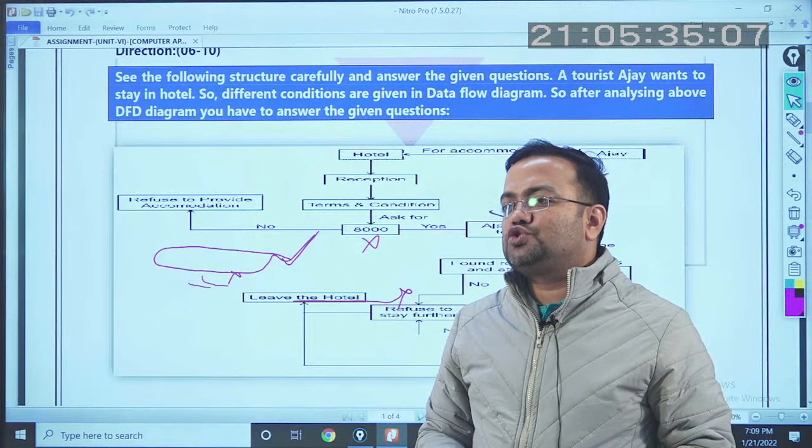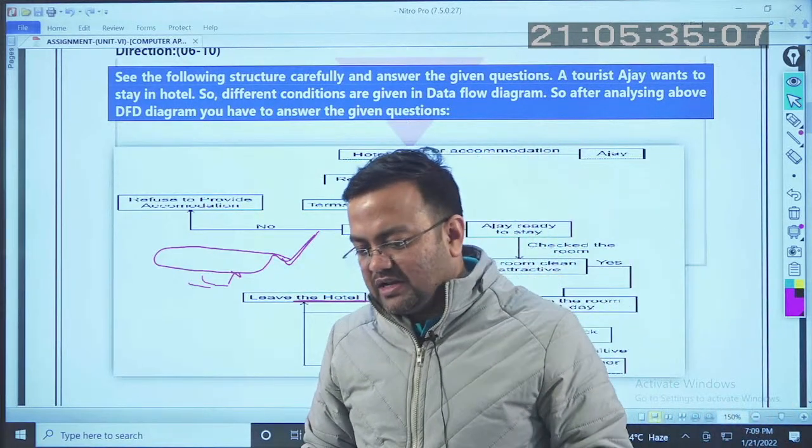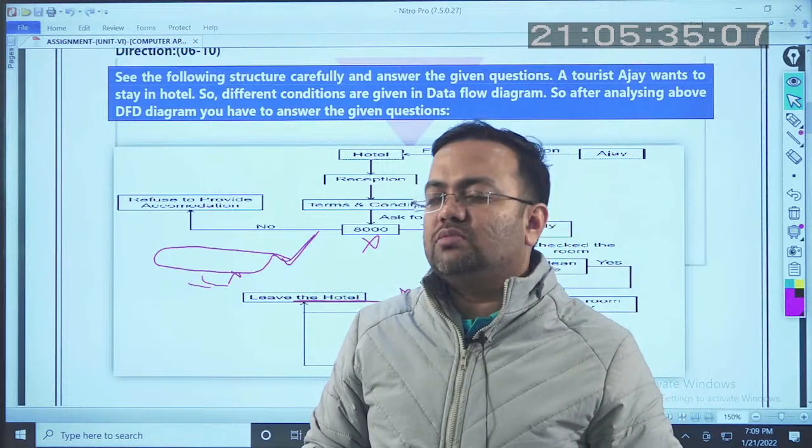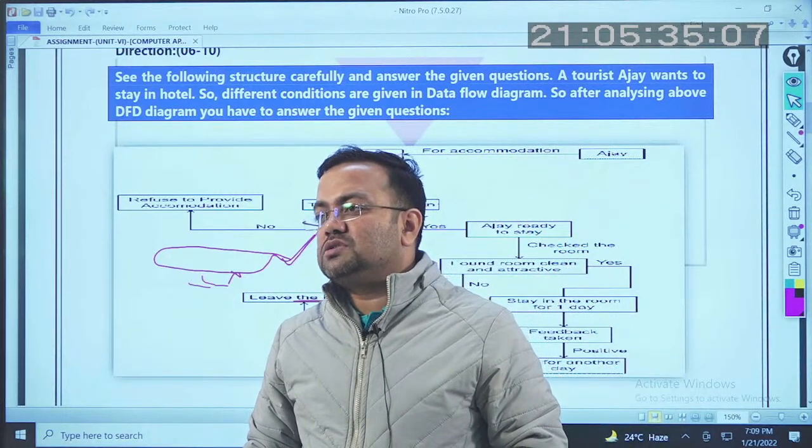So, I have discussed two modules of questions. One is question number 1 to question number 5, this is logical binary operations, and another is question number 6 to question number 10, this is data flow diagram. Understand, students?